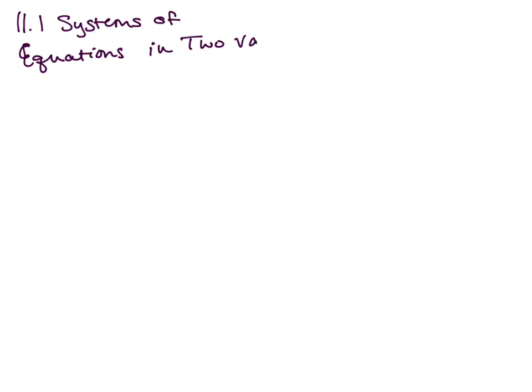Okay, so the title for this lesson is 11.1, and these are solving systems of equations. Systems of equations. And these are in two variables, which is different than what we're headed to next week. We'll have three variables. So I think the first thing we need to do is define a system.